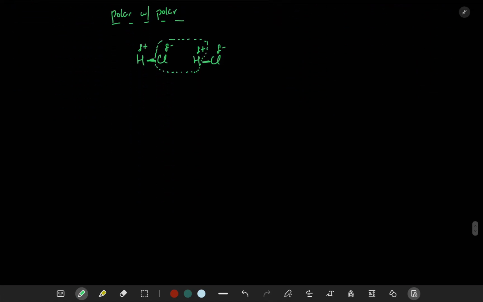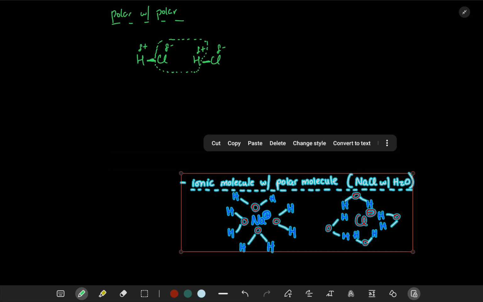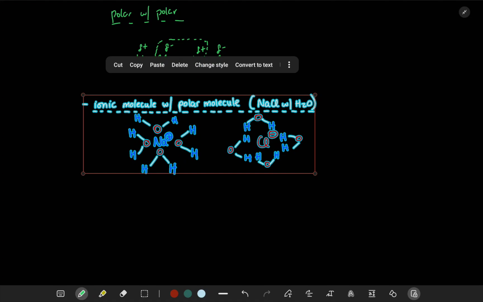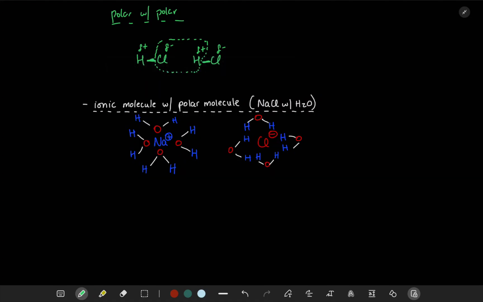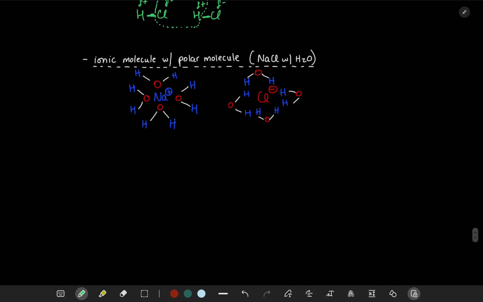So now let's talk about what happens when polar molecules interact with ionic molecules, right? For that, I'll just paste something here. Okay, so let's talk about what's going on here. In this example, we have sodium chloride, which is table salt, in water. Sodium chloride is our ionic molecule, and water is our polar molecule. So what happens when you put sodium chloride in water is that it dissolves into its constituent ions, the positive sodium ion and the negative chloride ion.